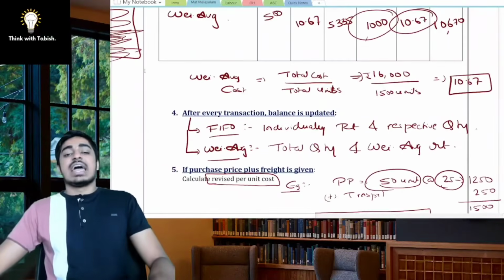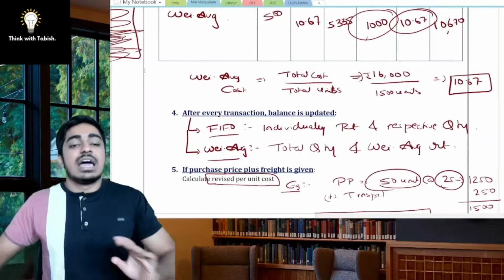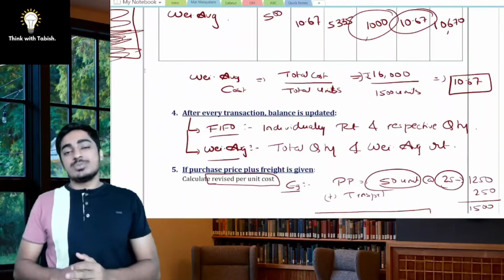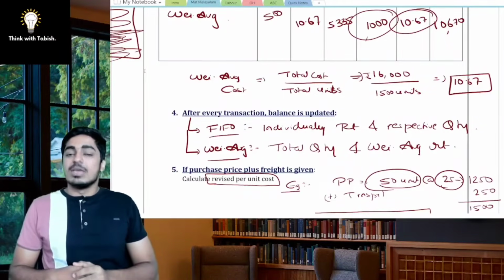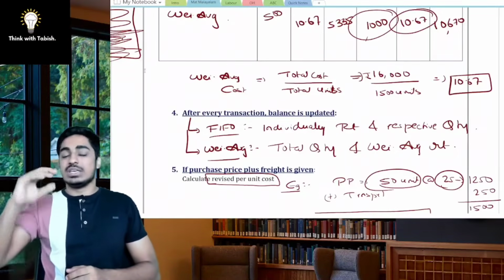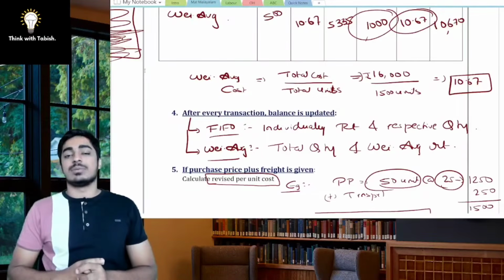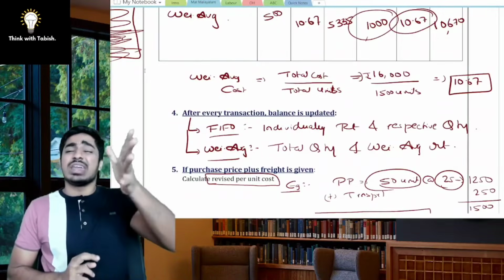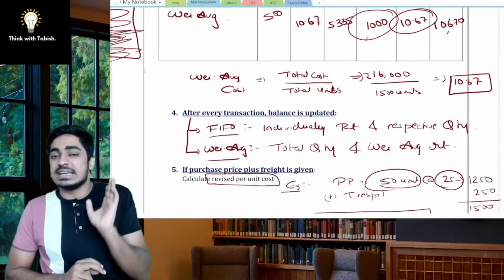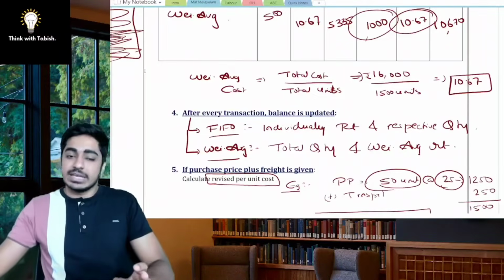Next, after every transaction, balance has to be updated. In FIFO, we want to know individually what is the rate and what is the quantity. So rate-wise and the respective quantity will be put in the balance column. But in weighted average, we don't want rate-wise. We just want the single weighted average rate. So total quantity and the weighted average rate will be taken.